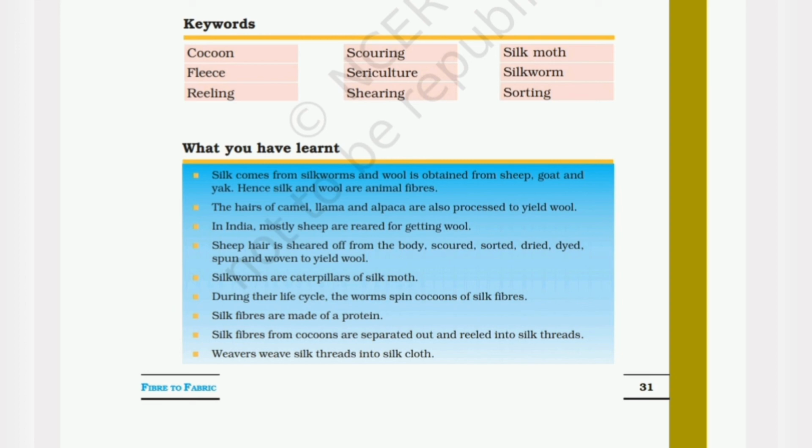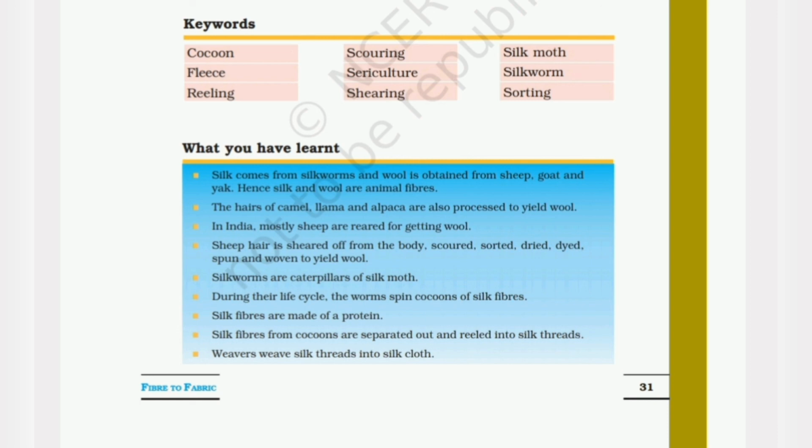Then we have silkworms, or caterpillars of silk moth. During their life cycle, the worm spins cocoons of silk fibers. Silk fibers are made of a protein. Silk fibers from cocoons are separated out and reeled into silk threads. Weavers weave silk threads into silk cloth.